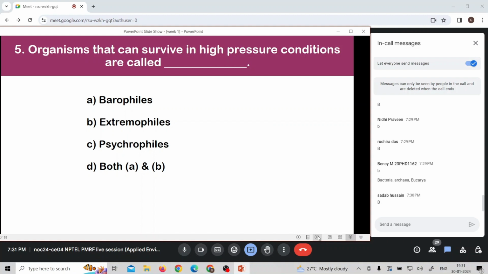B because extremophiles are organisms that can survive in extreme conditions. So, be it psychrophiles, alkaliphiles, or acidophiles, they are going to survive in extreme conditions. Barophiles basically love high pressure conditions. Extremophiles basically love extreme conditions. So high pressure conditions can also come under extreme conditions. So both A and B will be the answer for this question.